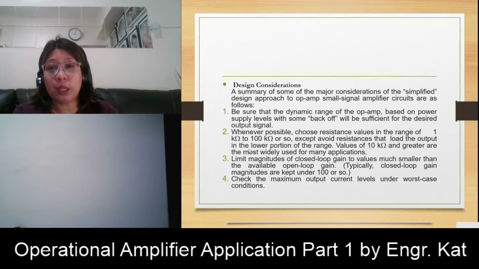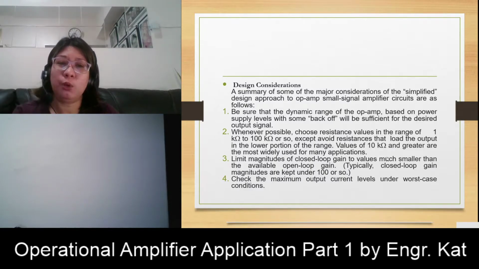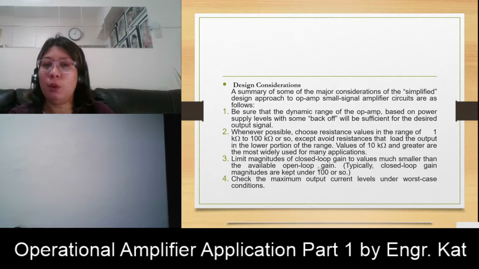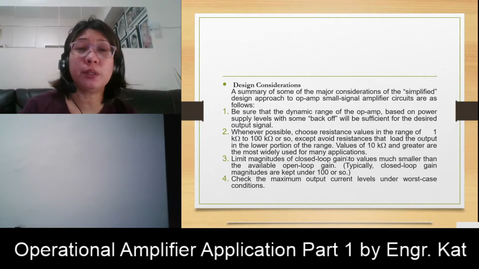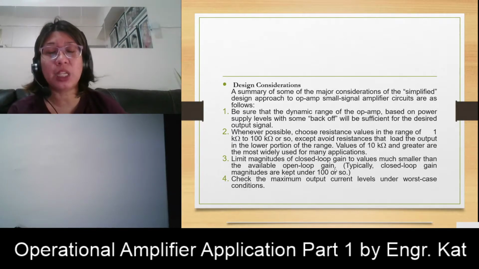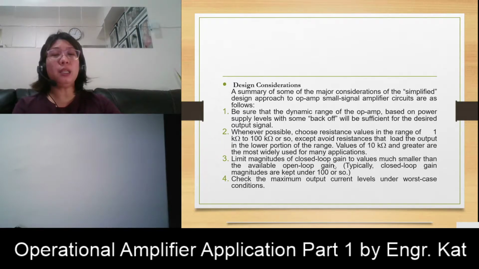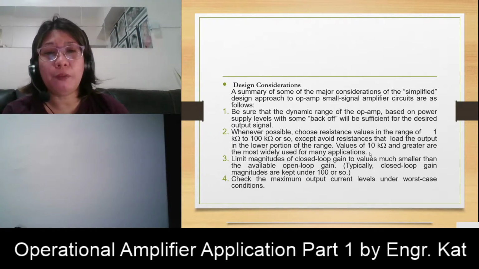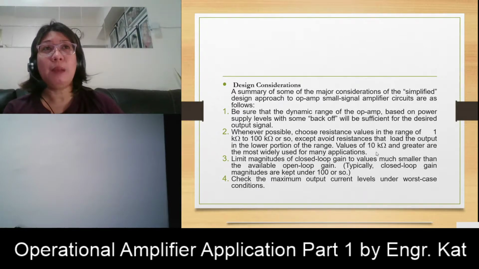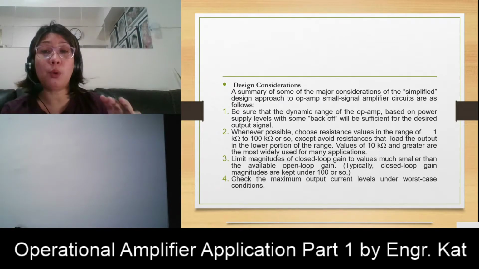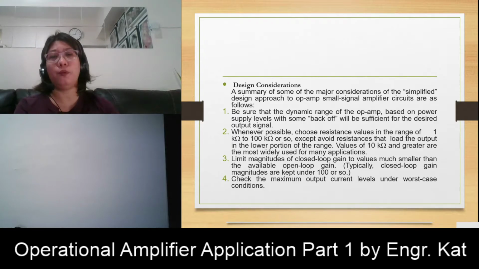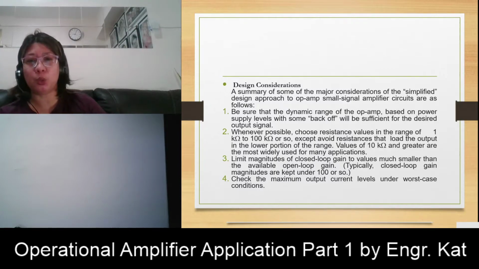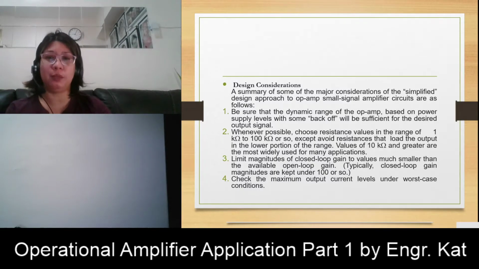Number three, you have to limit the magnitudes of closed loop gain to values much smaller than the available open loop gain. That's the main purpose of our feedback resistance. That is the reason why we place a feedback resistance, so that we can lower down our open loop gain, which is equivalent to 100,000 for an operational amplifier. Typically, closed loop gain magnitudes are kept under 100.